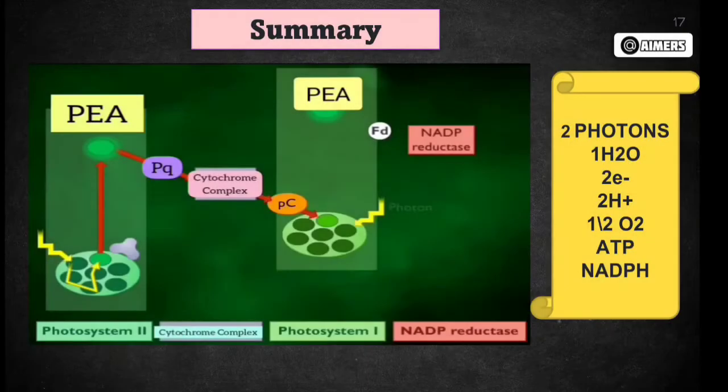Now students, we will look at the summary of the non-cyclic photophosphorylation. Do remember that one photon only excites one electron. But in the whole process, we studied 2 electrons because you saw in the last slide that 2 electrons were needed to reduce NADP plus into NADPH. Okay, so 2 electrons were needed, so we used 2 photons. 1 molecule of water was used and 1 molecule of water makes 1 atom of oxygen.